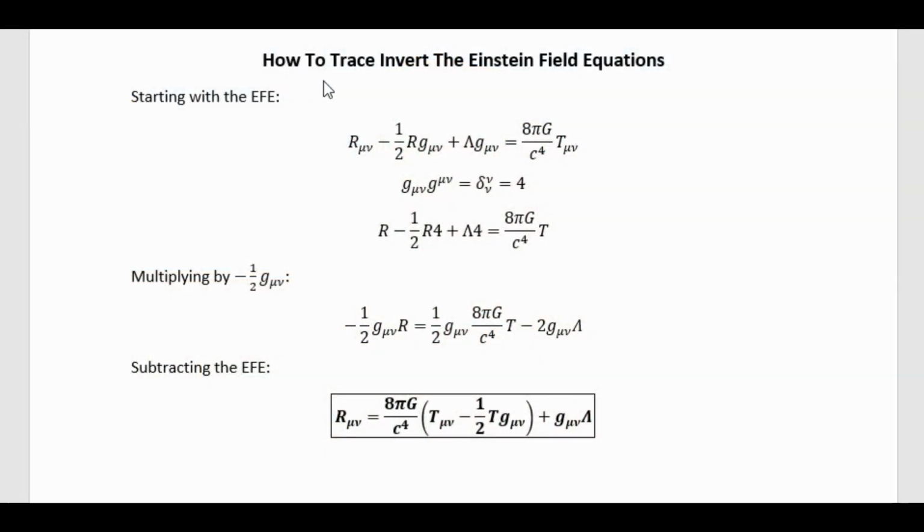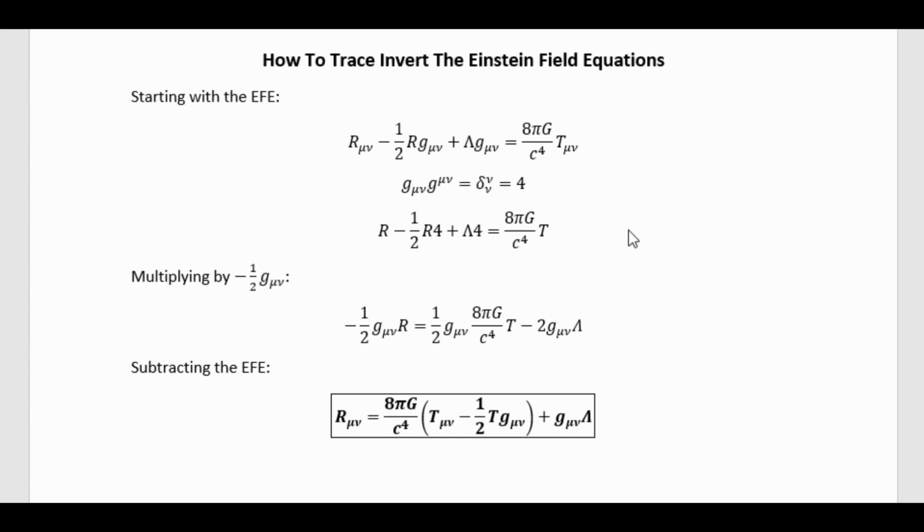Unsurprisingly, from the name trace inversion, the first step to trace inverting the Einstein field equations is to take the trace. Now we will denote the trace as the same letter that the tensor was denoted with, except without the indices. Also, it's important to remember that the trace of the metric is just the dimensionality of space-time, which of course is 4. So if we simply contract a metric across both indices, then we arrive at this result here.